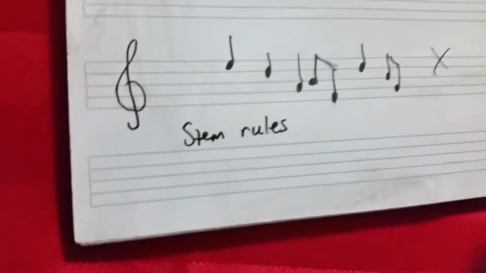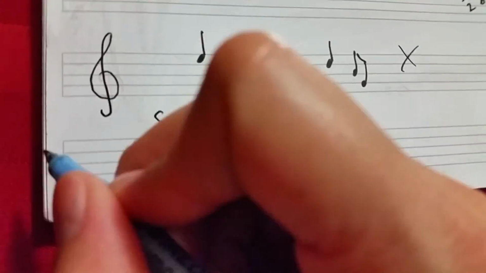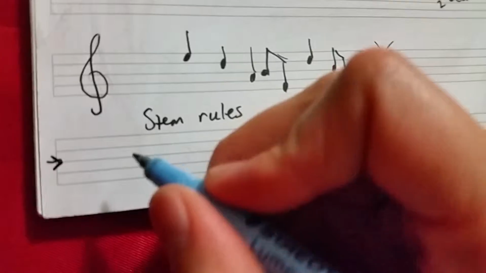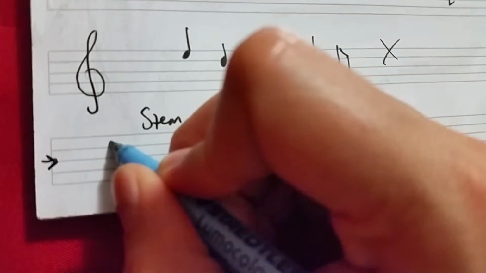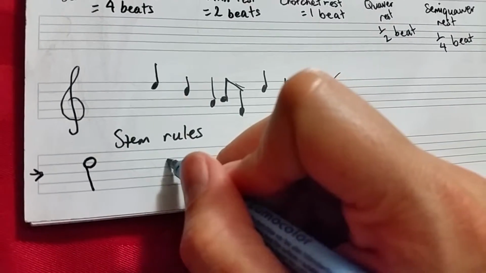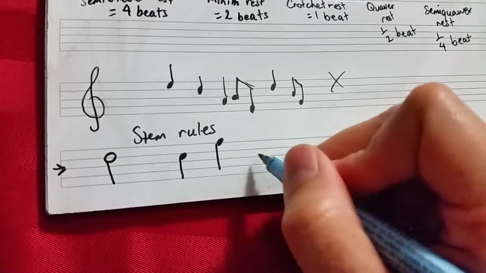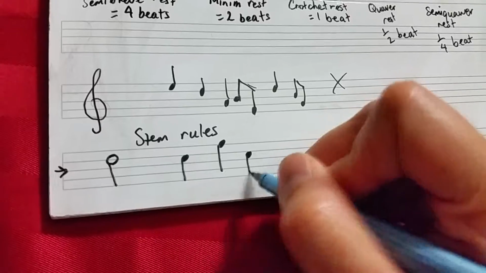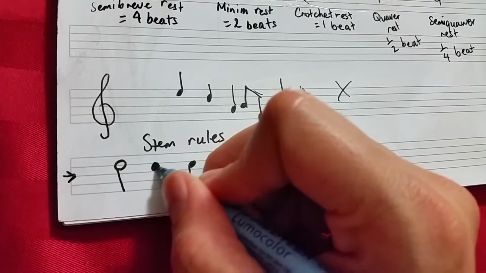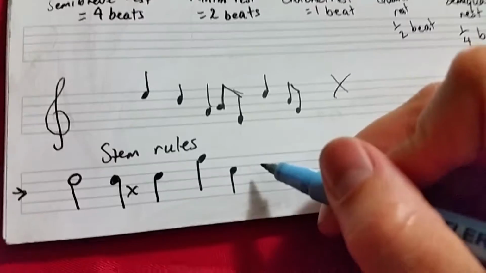Stem rules. Alright, with the stem rule, if you look at the 5 lines, the middle line is what determines the stem, whether it goes up or down, okay? So the middle line. So when the note is above the middle line, the stem needs to go down. Okay, I can do crotchet, doesn't matter how high, as long as it is above the middle line, the stem has to go down. When it goes down on the left hand side. If you do it like this, you're going to be marked wrong, okay? So it goes on the left hand side when it goes down.